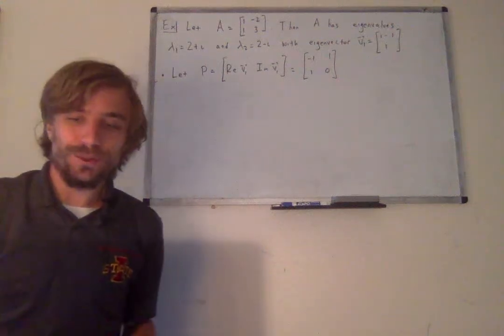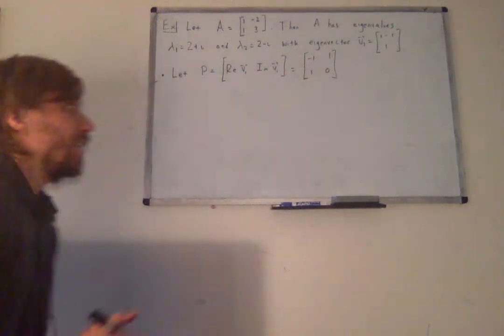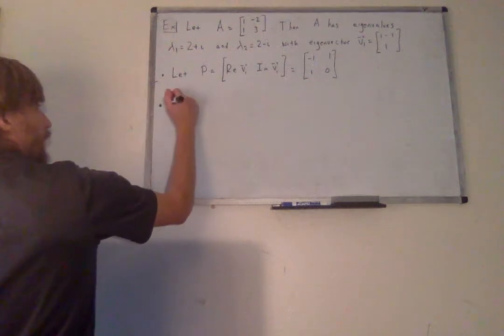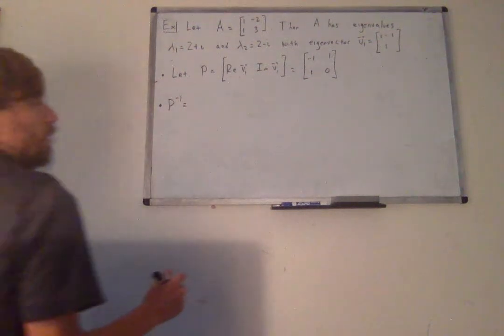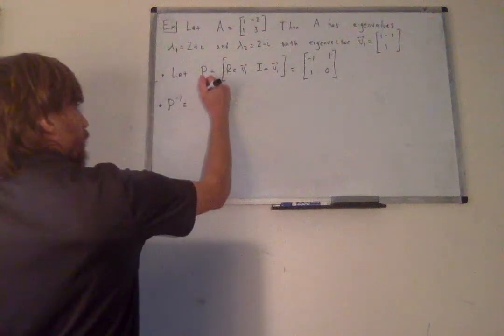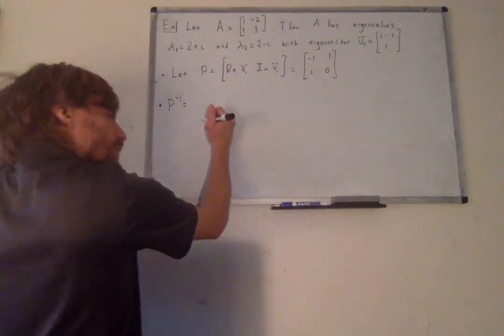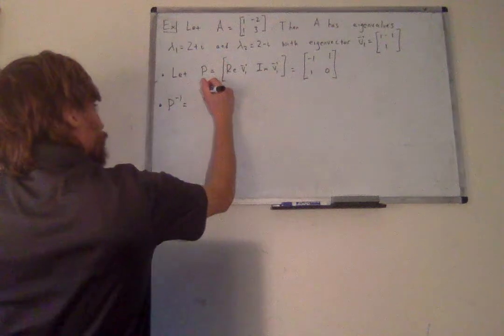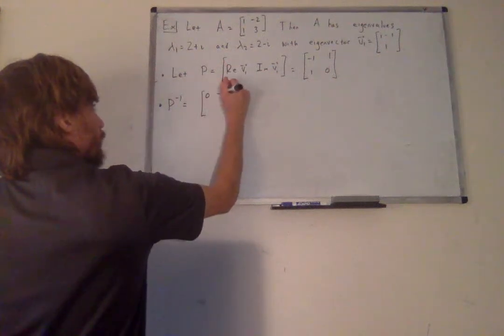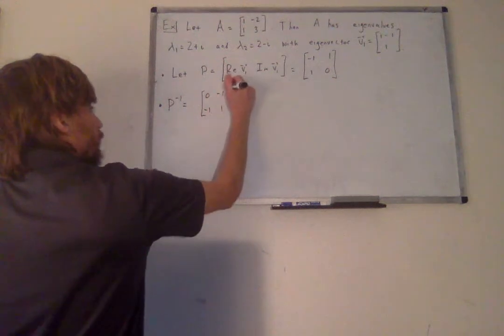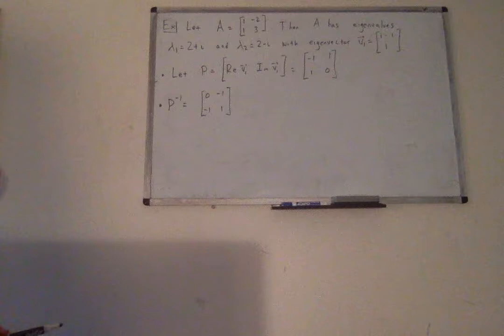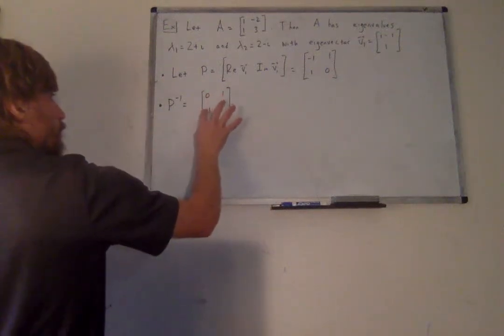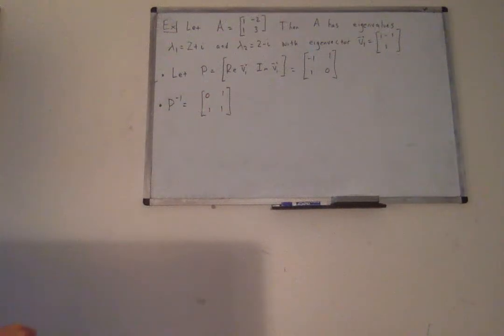So we know that P has linearly independent columns, meaning that P is invertible. Maybe you already can kind of see where I'm going with this, but if you want to calculate the inverse of P, the determinant of this matrix is negative 1, so this should be the matrix 0, 1, 1, 1. That should be the inverse of P, right?